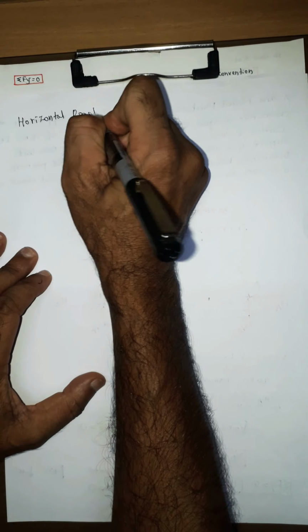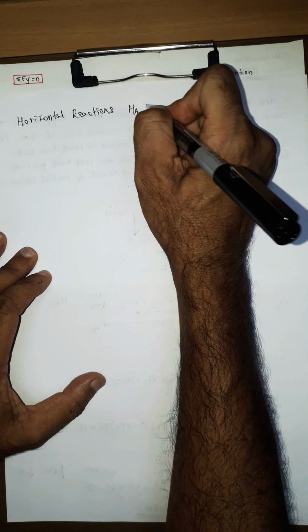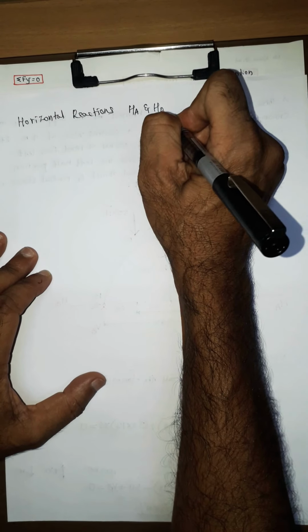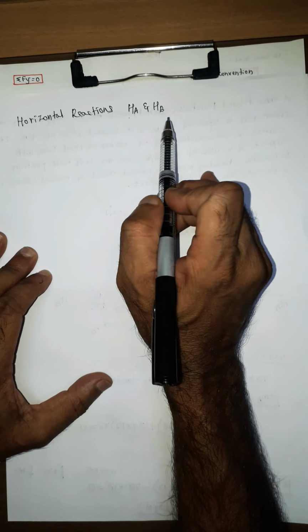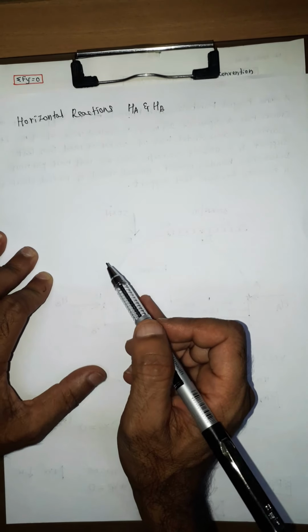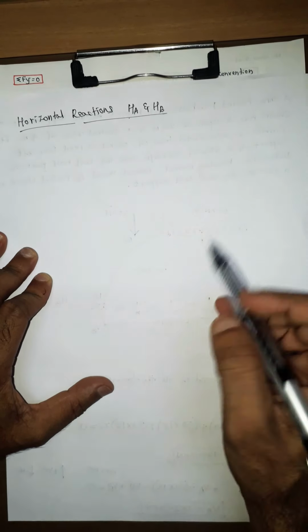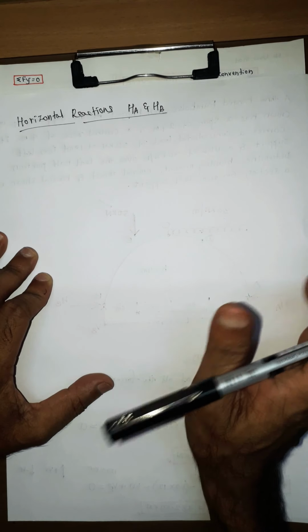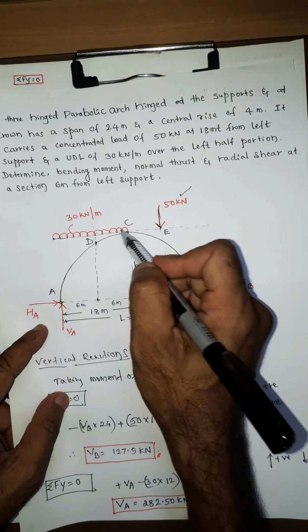Horizontal reactions, that is HA and HB. As you already know, HA and HB are always the same. So we'll find out one reaction and the same will be the other reaction. For this, when you are finding the horizontal reaction, you can consider only half portion of the arch. Either you can consider the AC portion or the BC portion.